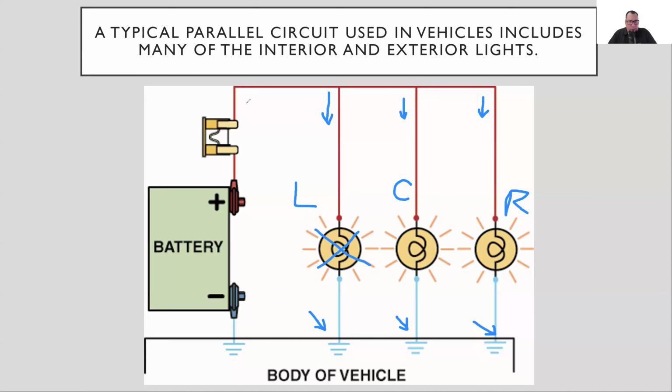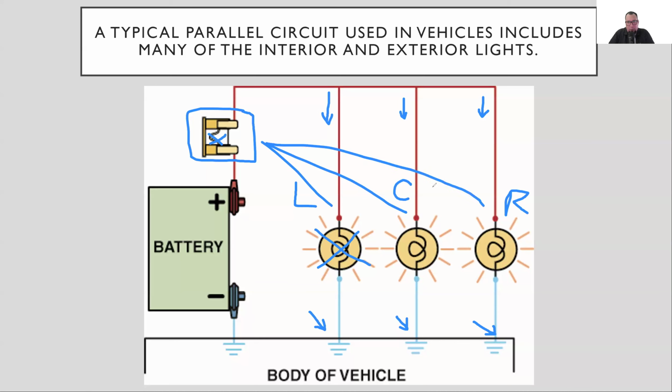This is how parallel circuits are designed. The one thing that is shared, at least in this drawing, is the fuse. The fuse is the only thing that's shared in this picture. Is this true of all vehicles? Not necessarily. It depends on the design and the manufacturer. But in this case, if the fuse blew, yes, all three bulbs would go out. This is the only circuit designed like this that we're looking at, and manufacturers will do different things depending on the year, make, and model.